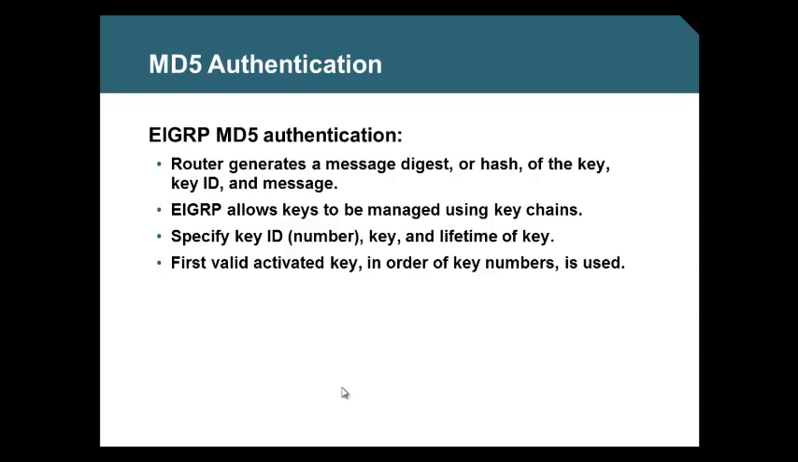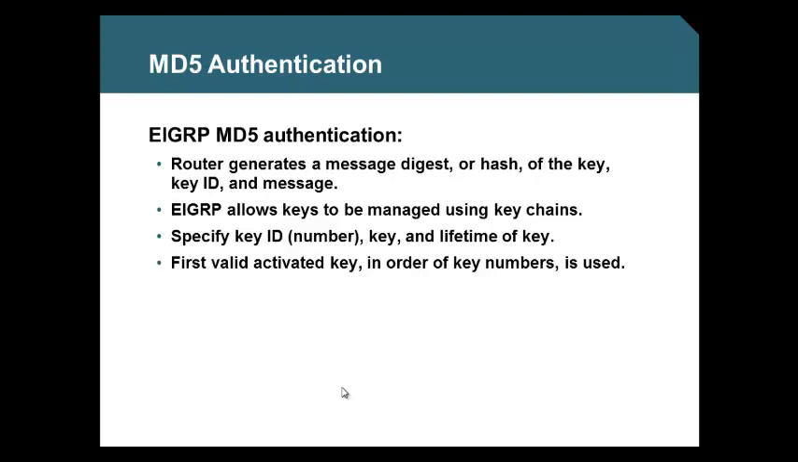Even in RIP, it's the same way. We create a keychain, and then we call the keychain under the interface. The key ID number also matters. If two neighbors are trying to form adjacency, they may have the same password, but if the key ID is different, they will not form a neighbor because the hash will not match. So specify the key ID and the key.